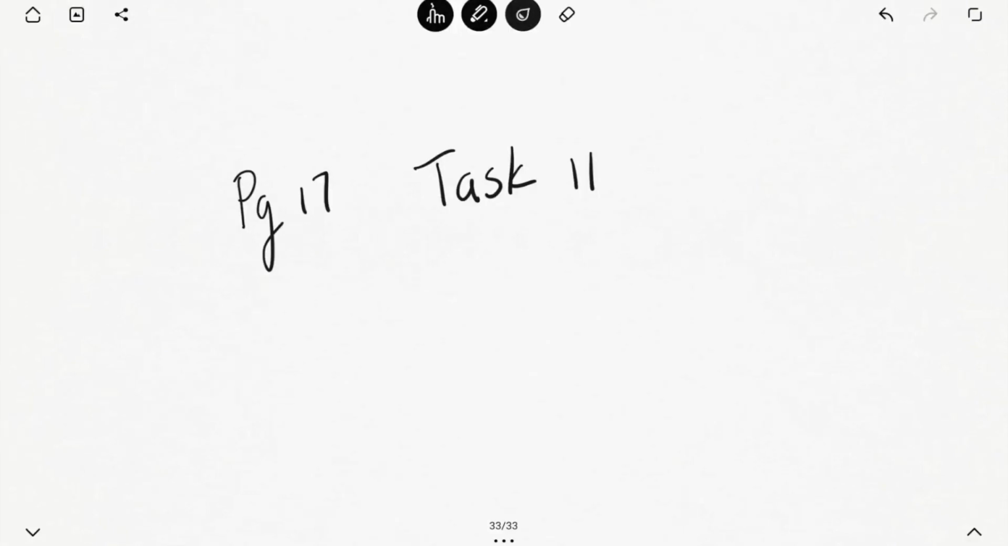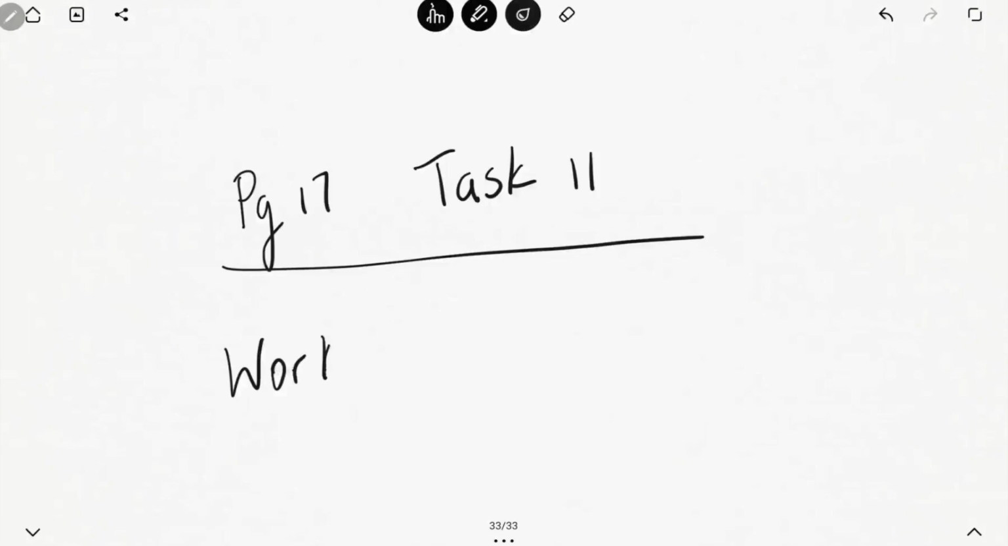All right, now that you're done with that, you're going to do page 17, task 11. Again, have your parents work it with you, or do it yourself and check the answers in the teacher's manual. When you're finished with that, do workbook exercise 7.